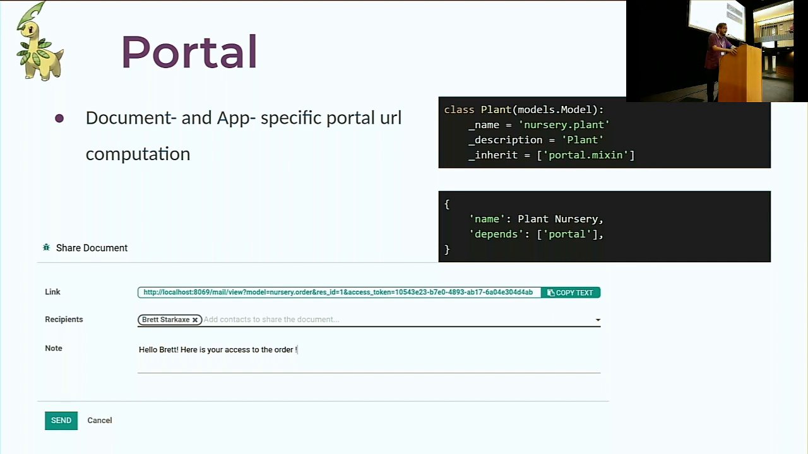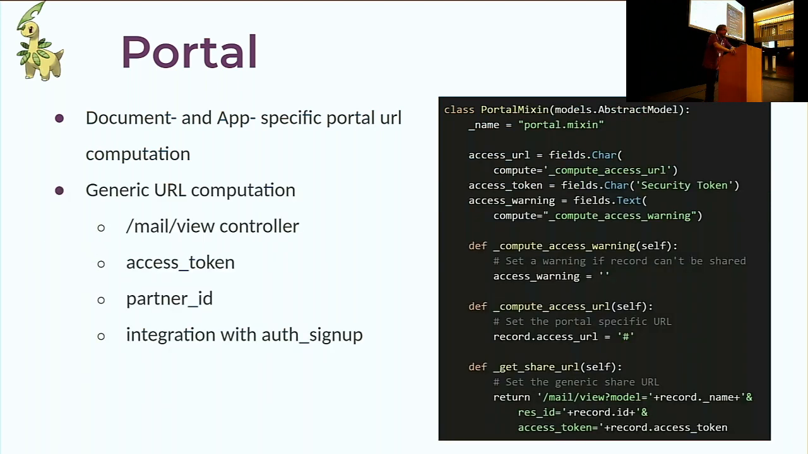So he buys a plant, he receives a link, and with this link he can see the status of his order, and maybe he can discuss it or send technical information. For that, we inherit from the portal Mixin, and what it does is compute an access URL that is different from the website one. It's a private one, based on an access token. It means that only the customer will receive this link and can see the document. People cannot try to browse or find orders linked to other customers. You have to have this access token.